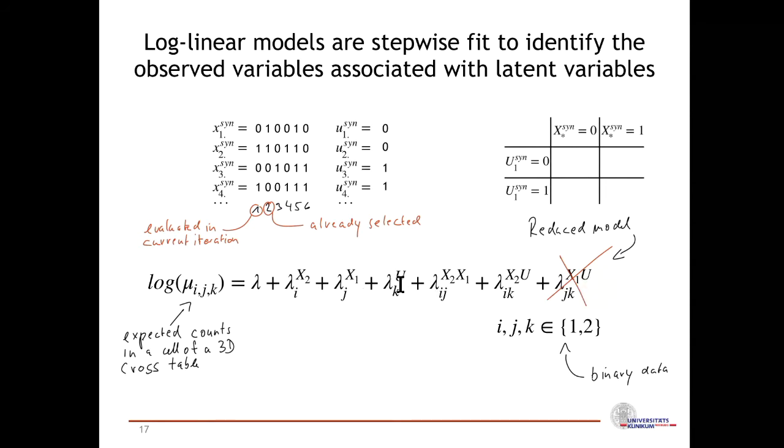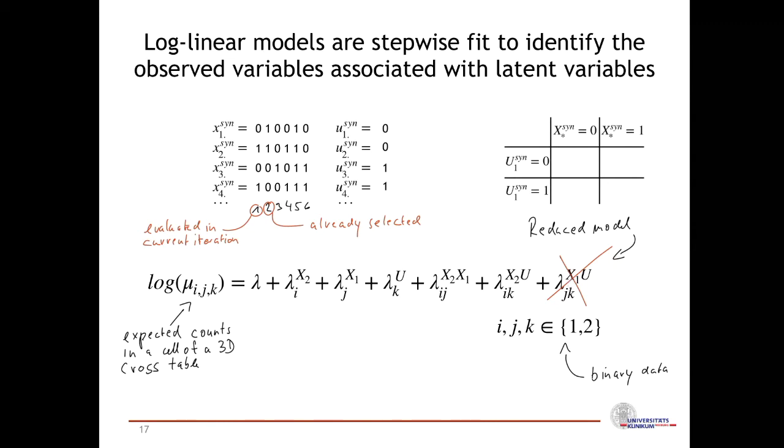What is now interesting is the last term here. These are just the marginal effects in the model, these 3 ones, and here we have interaction effects. And we are now looking: given we have an interaction of the first and the second variable already in the model with the latent variable, and an interaction of the second and the new variable to be selected, is having this third interaction term of the new variable, which is currently evaluated, with the latent variable important to explain the number of counts in our three-dimensional cross table?